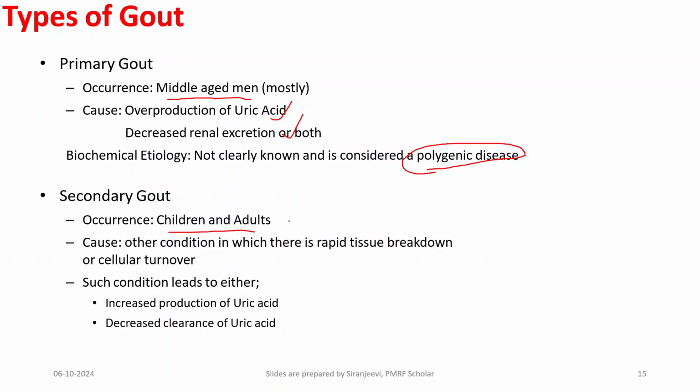Whereas secondary gout is the condition where rapid tissue breakdown or cellular turnover takes place. Such a condition leads to either increased production of uric acid or else decreased clearance of uric acid. So if it is either one of them, then it leads to secondary gout. But if it is both, then it leads to primary gout.